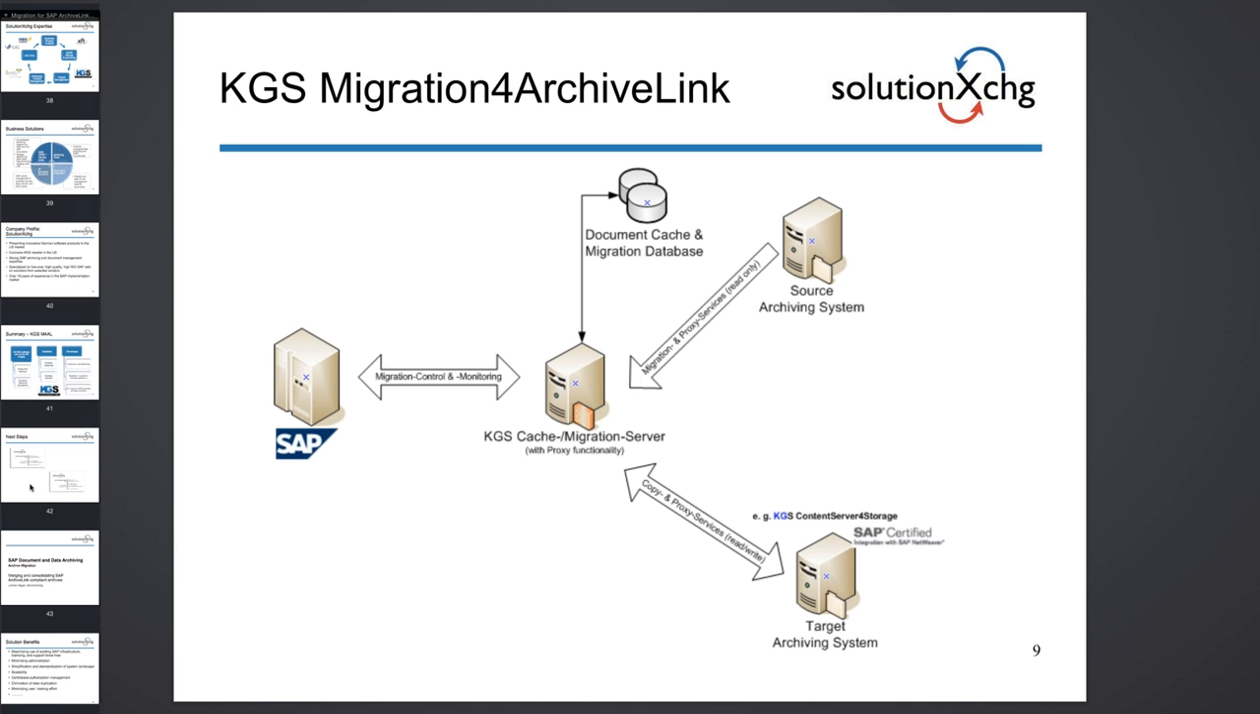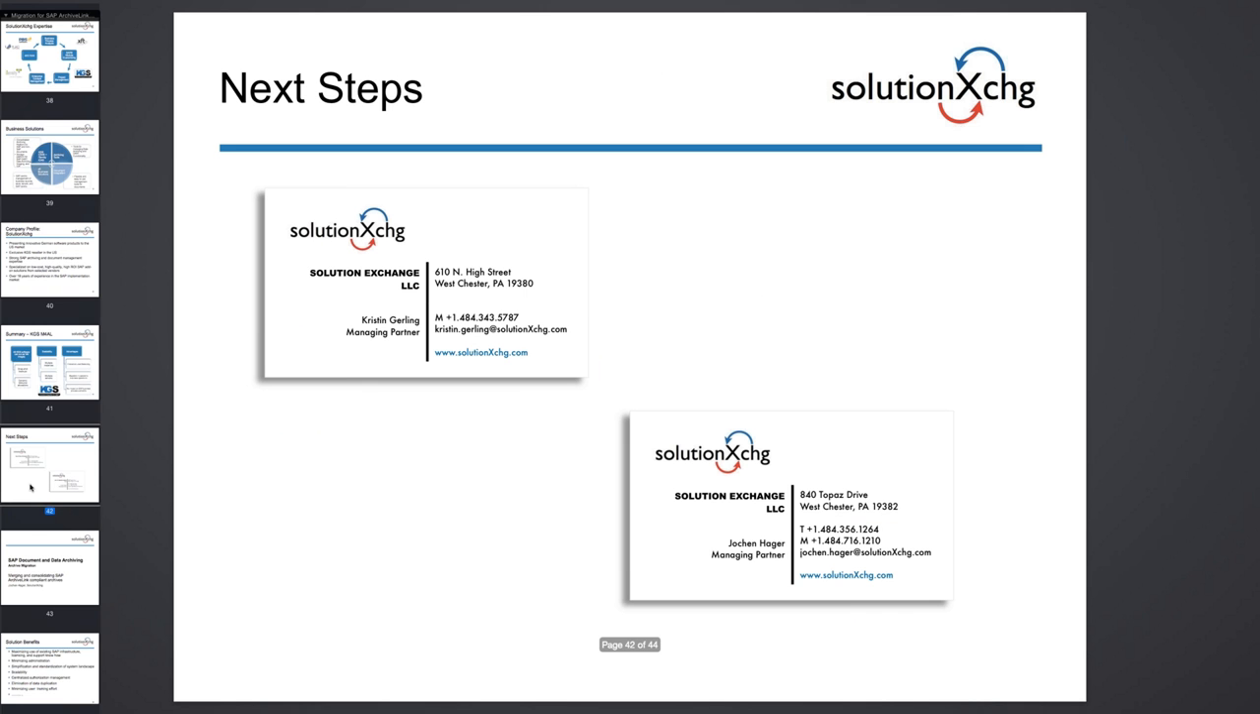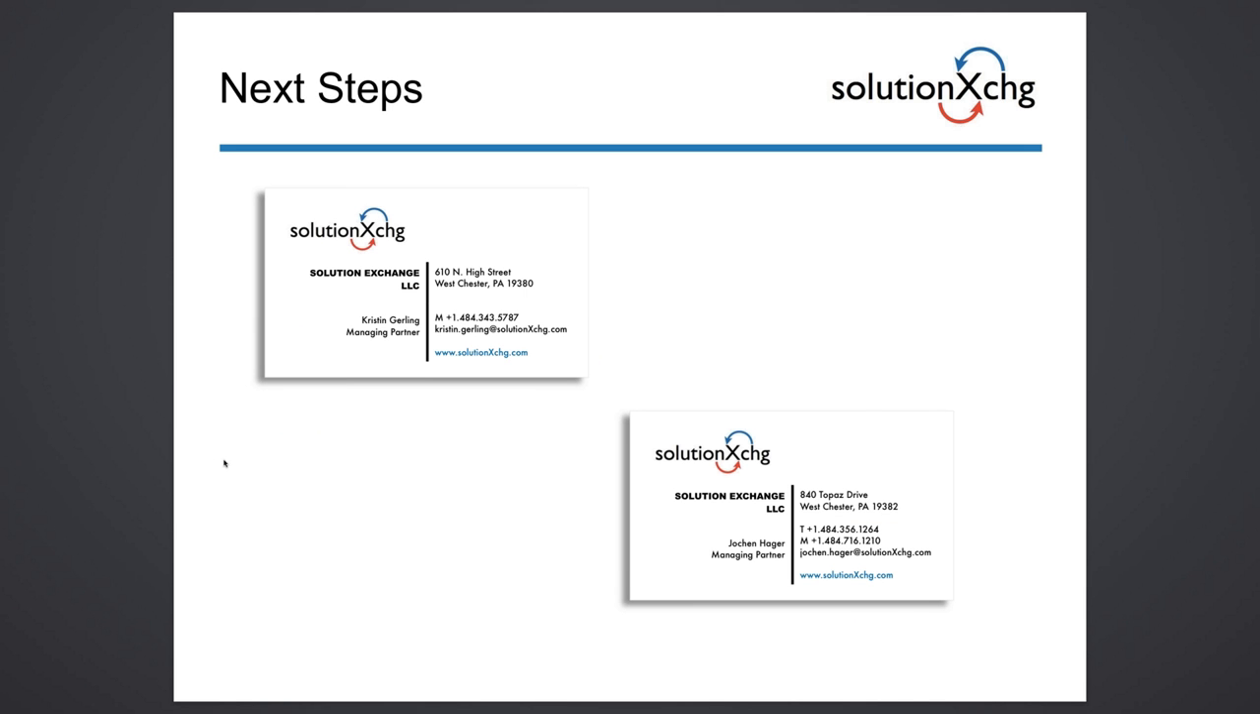Okay, thank you. And actually, one more question came in, and that is, is it possible to do a small POC in a non-production environment with this tool? Absolutely. The POC can be done very quickly, usually setting up the migration server, as well as we can supply a target archive as well. We can use the KGS content server, which is the archive that's been used by Armstrong and by other clients, by Procter & Gamble, for example.